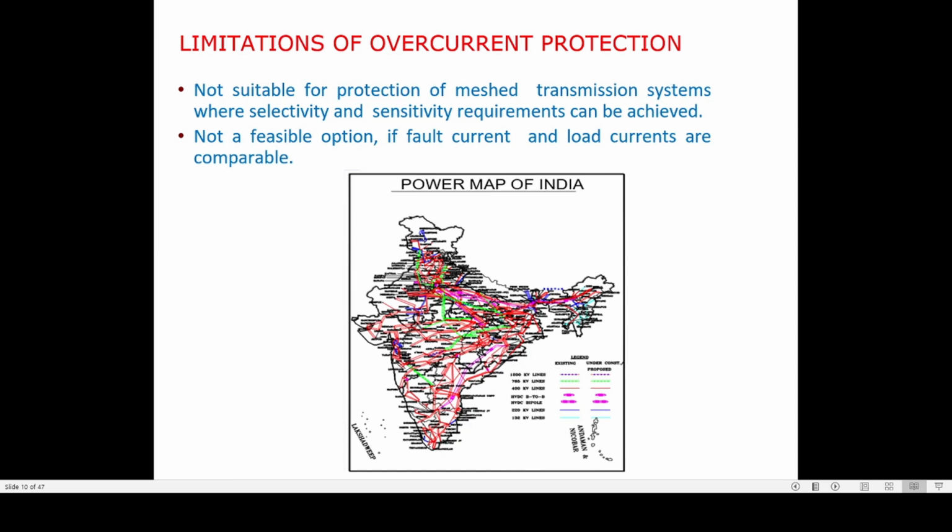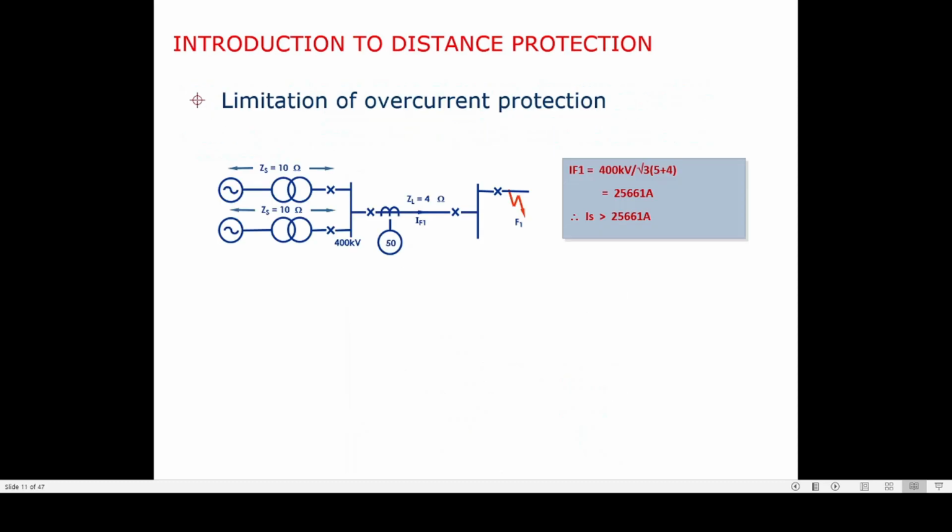Now if you consider the case of the Indian power grid and look at this picture, this is a very congested grid consisting of lots of lines, right from the 132 kV voltage level up to the 1200 kV voltage level. If you want to coordinate the relay at one location with the relay at another location, then this coordination will be very difficult. And secondly, the other limitation of overcurrent is that if the fault current and load currents are comparable, then we cannot set the overcurrent relay correctly. Now we will see how it is not possible to coordinate the overcurrent relay in a complex grid system.